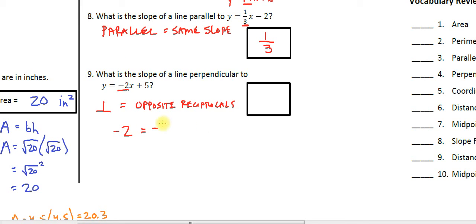2/1. 2 is the same as 2/1 as a fraction, and we know that to get the opposite reciprocal, we will do two things. We will change the sign, so instead of being negative, now it's positive, and then we flip the fraction. It was 2/1, and now it's 1/2, and that is going to be a positive slope. So the slope of our perpendicular line to this equation, which has a slope of negative 2, is any equation with a slope of positive 1/2.